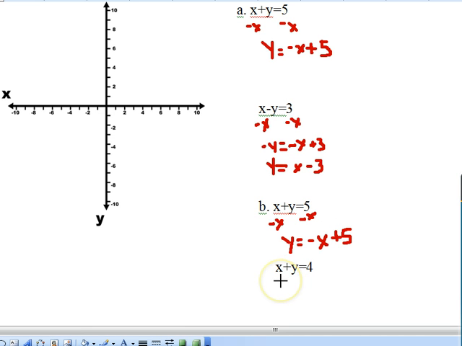And then x plus y equals 4 is different, however, so we're going to subtract x from both sides, and we get y is equal to negative x plus 4. Okay, so I'm going to graph these. For this one, our y-intercept is 5. Then our slope is negative 1 over 1.